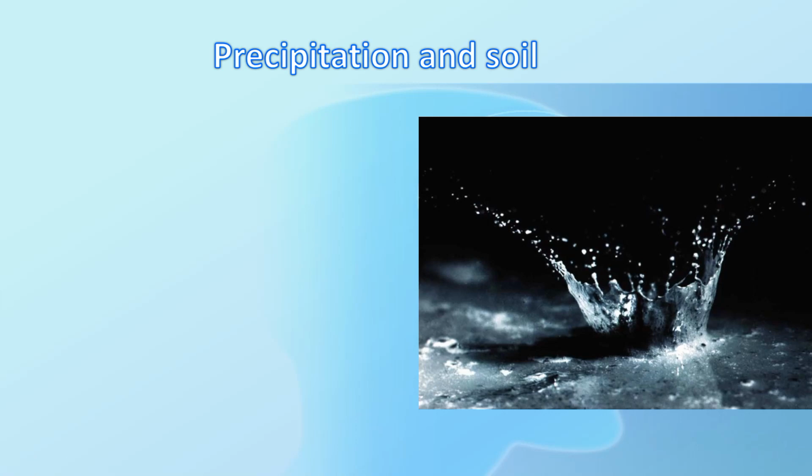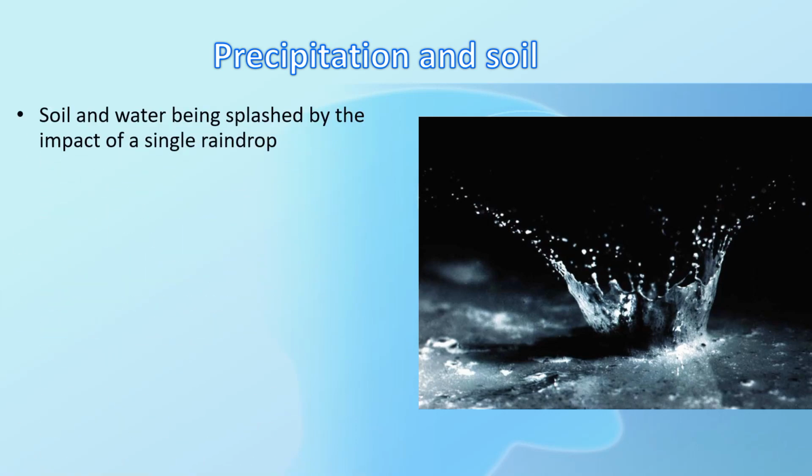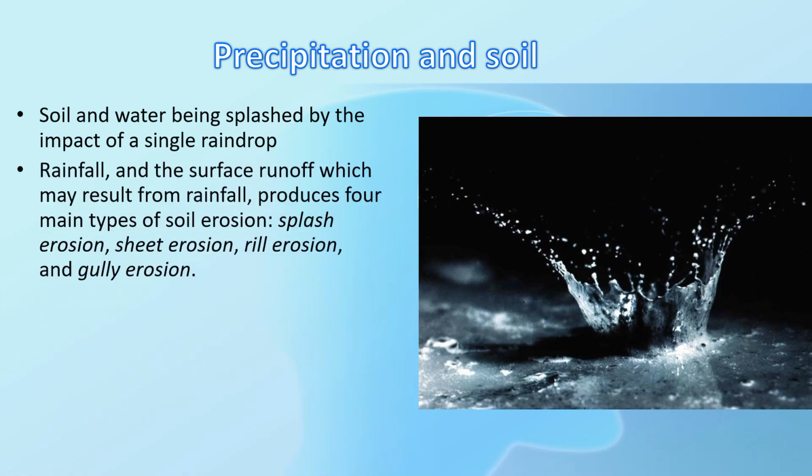Precipitation and soil. Soil and water being splashed by the impact of a single raindrop. Rainfall and the surface runoff, which may result from rainfall, produces four main types of soil erosion: splash erosion, sheet erosion, rill erosion, and gully erosion.